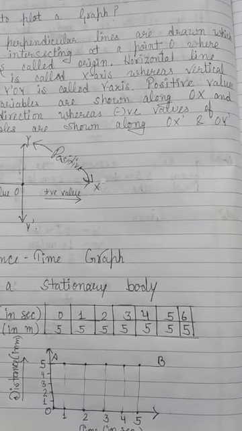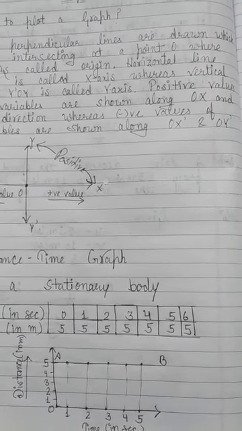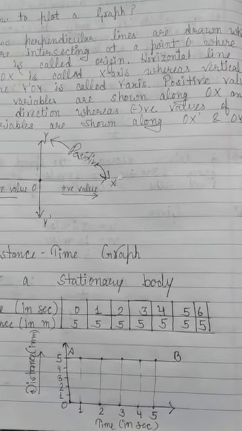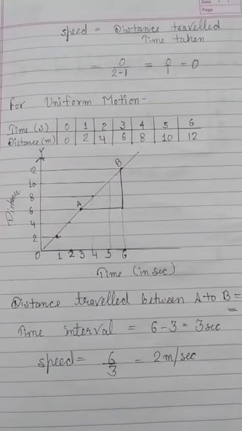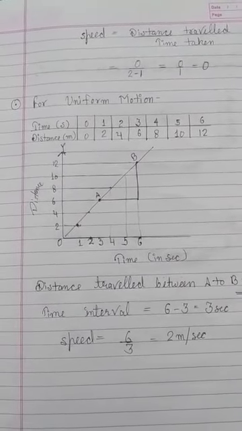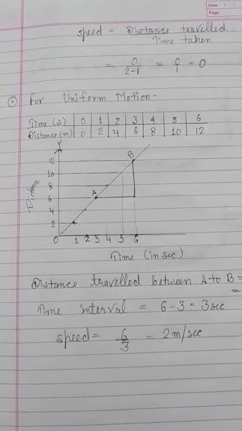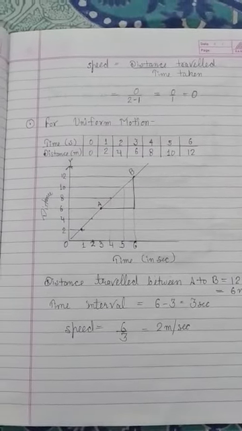The time at B point is 5 and the time at A point is 1. So 5 minus 1, it will be 4. So in this case, the distance traveled by the body will be 0. Whatever be the time, the distance traveled by the body is 0. So this shows that the speed of the body is 0, which means the body is not moving. That means the body is at rest.